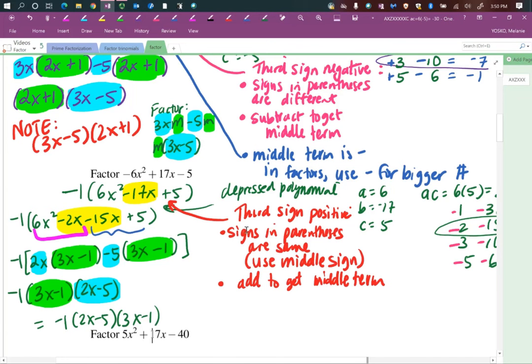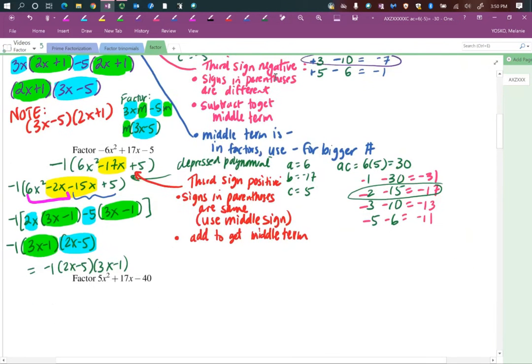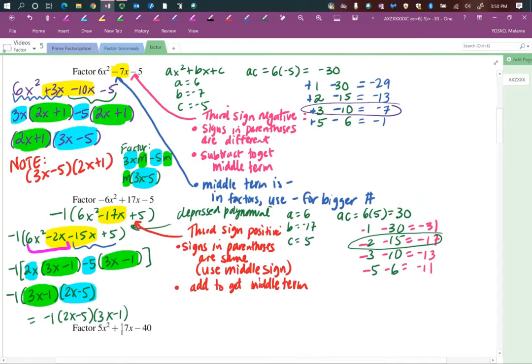So let's look at these two examples for just a moment and compare them. I said when I looked at the third sign that it told me lots of things. The third sign, negative, said signs in parentheses are different. So when we actually factored it, yes, the signs in the parentheses ended up being different. And we subtracted, we saw that here. We subtracted the numbers and used the sign of the bigger number. And here we said this third sign, positive, told us signs in the parentheses when we finished factoring would be the same, and they are, they're both negative. And then we added to get the middle term. We added and we kept the sign that they both had.